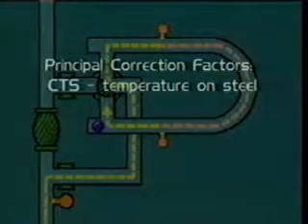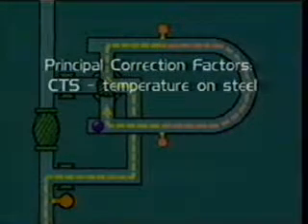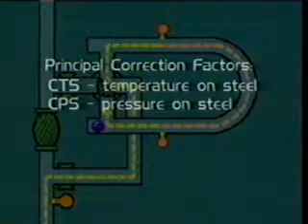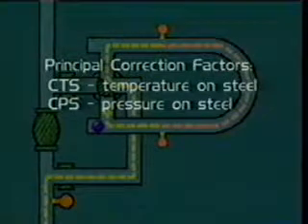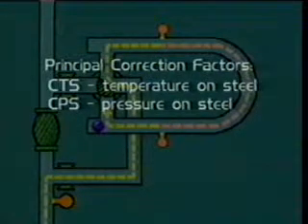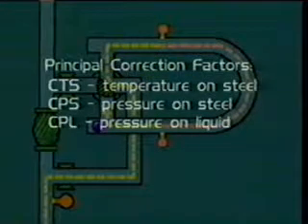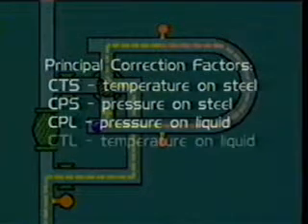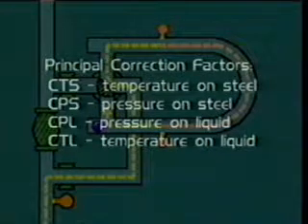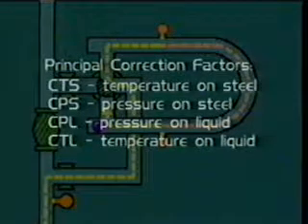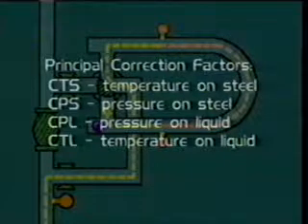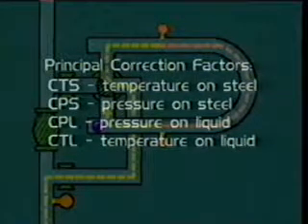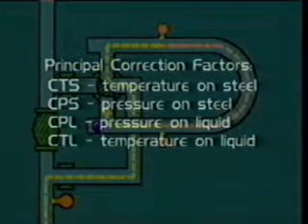They are CTS, the correction factor for the effect of temperature on steel; CPS, the correction factor for the effect of pressure on steel; CPL, the correction factor for the effect of pressure on liquid; and CTL, the correction factor for the effect of temperature on liquid. Further, steps for meter calibration and adjustment are in your manual.